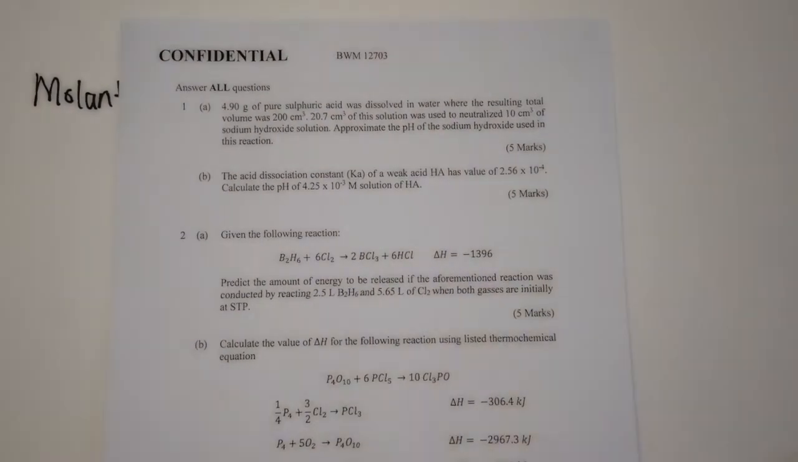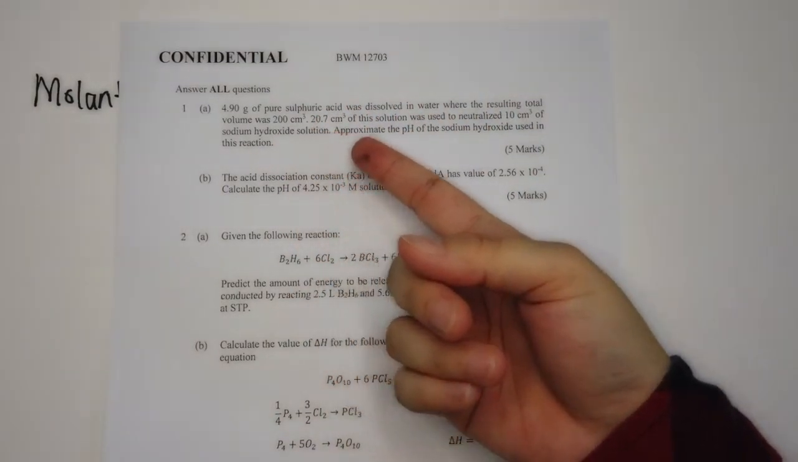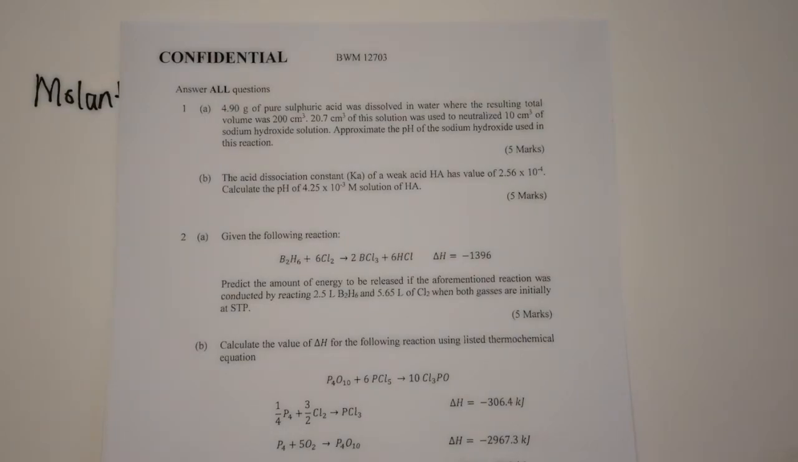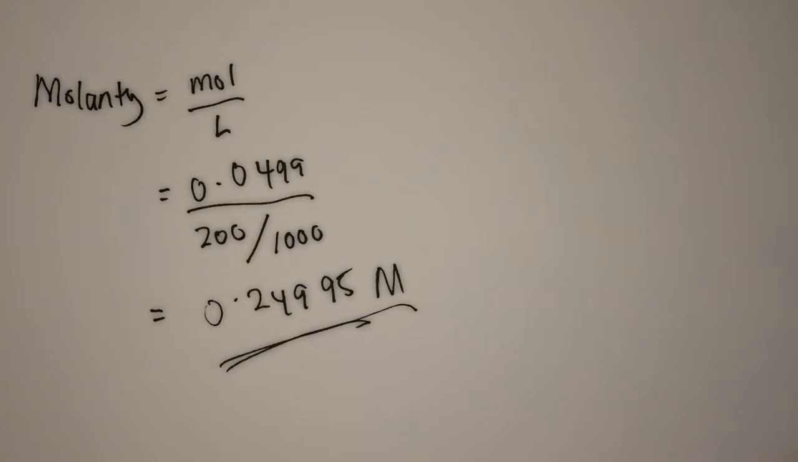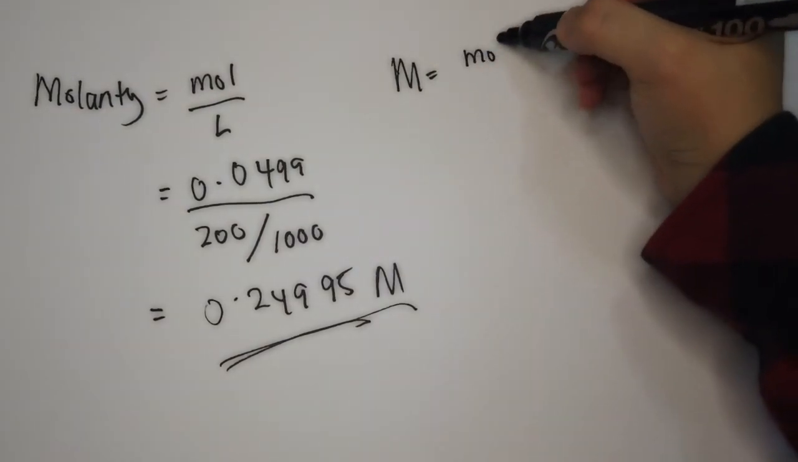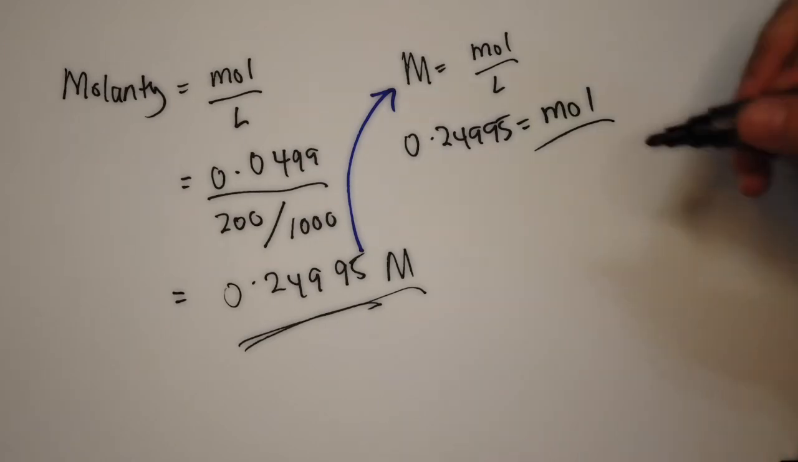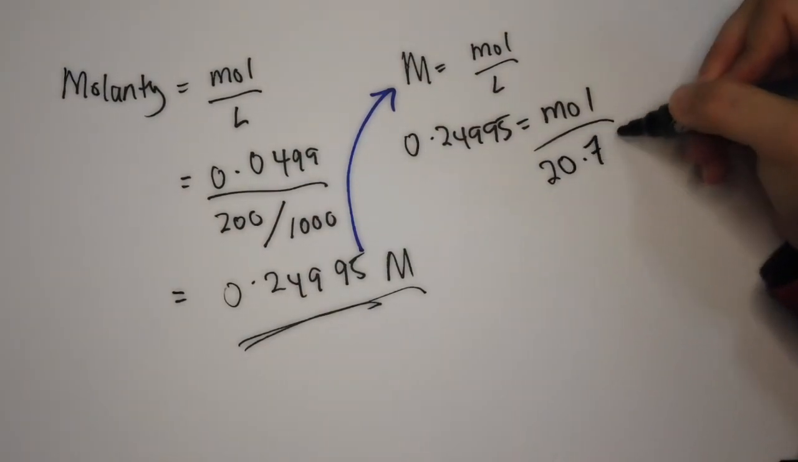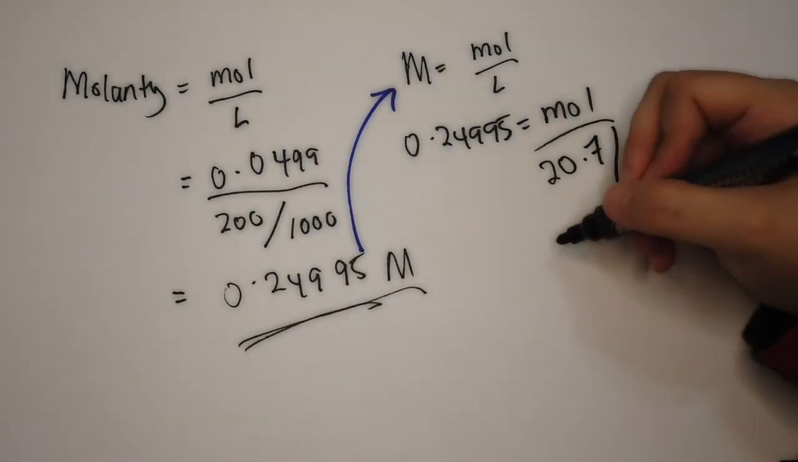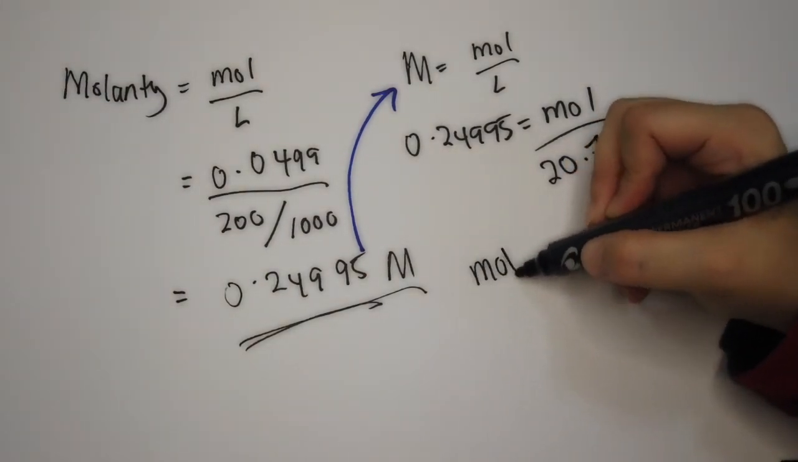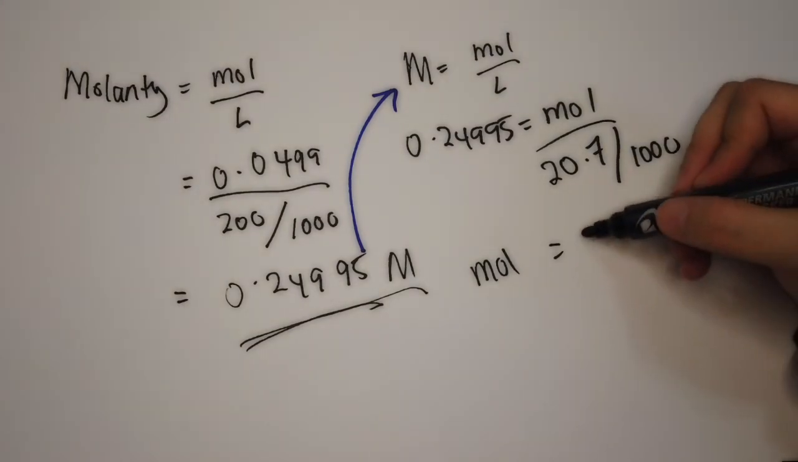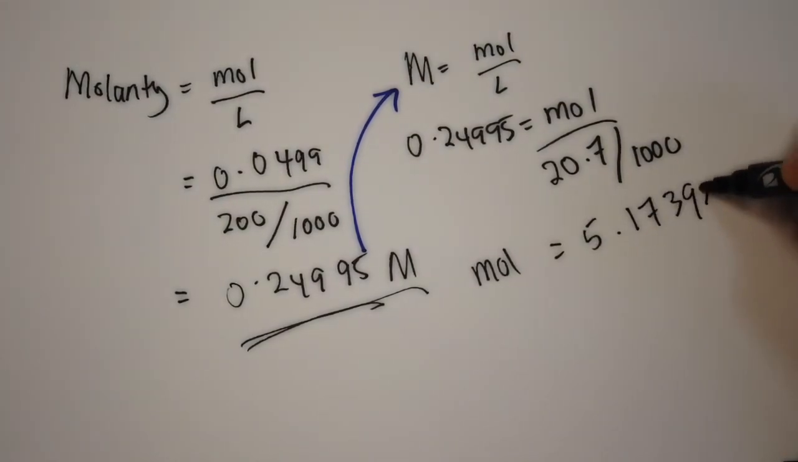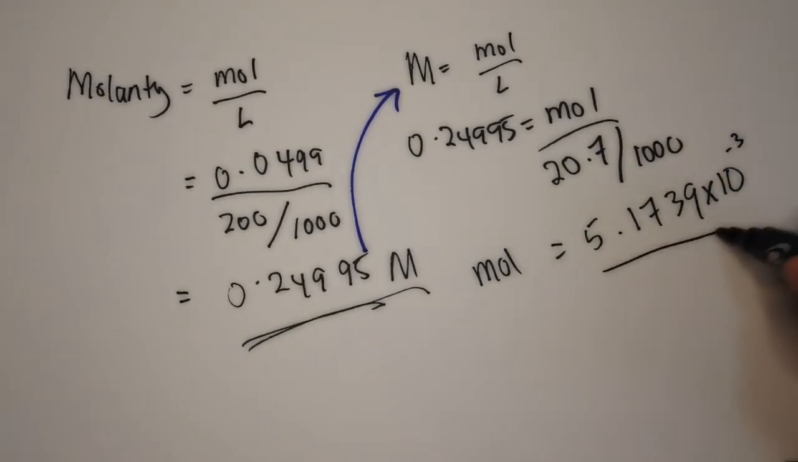Alright, and then this is not all. Look again. In the question it states that only 20.7 centimeter cube of this solution was used. So since we only use 20.7 centimeter cube, you need to find the number of mole again. Molarity is equivalent to mole over liter, right? So you convert 20.7 centimeter cube to liter by dividing by 1000. So the number of mole of H2SO4 that you use in the reaction is actually just 5.1739 times 10 to the power of negative 3.